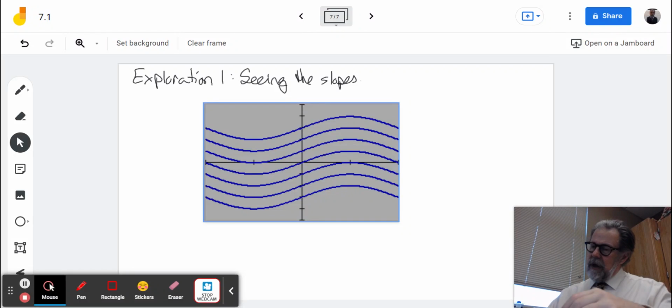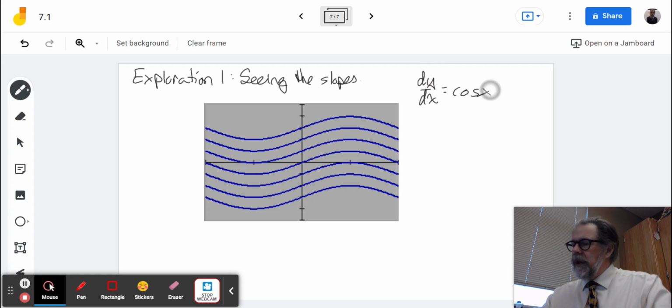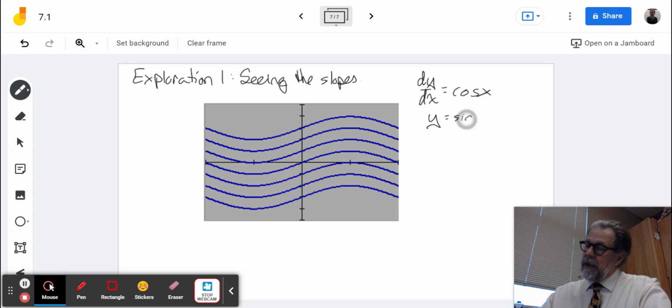Okay, last video we talked about drawing the general solution to the differential equation dy/dx equals cosine of x. If you remember, we agreed that the antiderivative was sine, but therefore the function was sine of x plus some constant value. I told you how to go ahead and put it into your calculator. So I've got an example here, and what I want to do now is look at the slopes of these solutions.